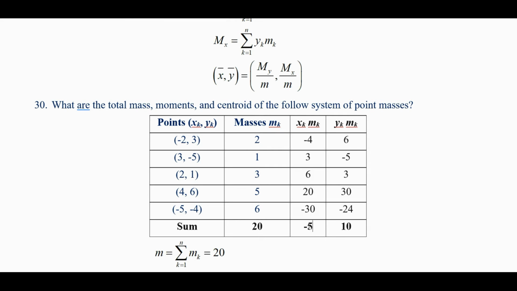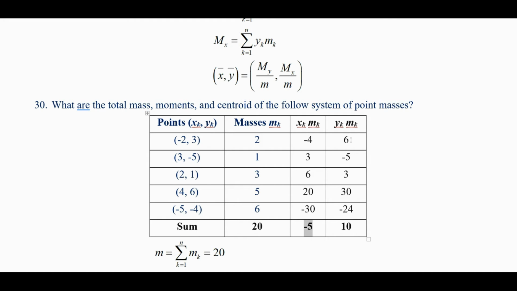Sum those to get -5, and that is the m sub y, which is used to find x bar. Divide that by 20, you'll get x bar. Similarly, we do the same thing for the y coordinates.